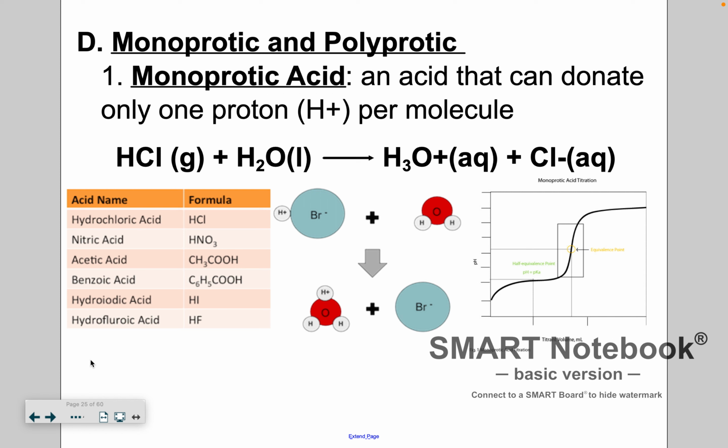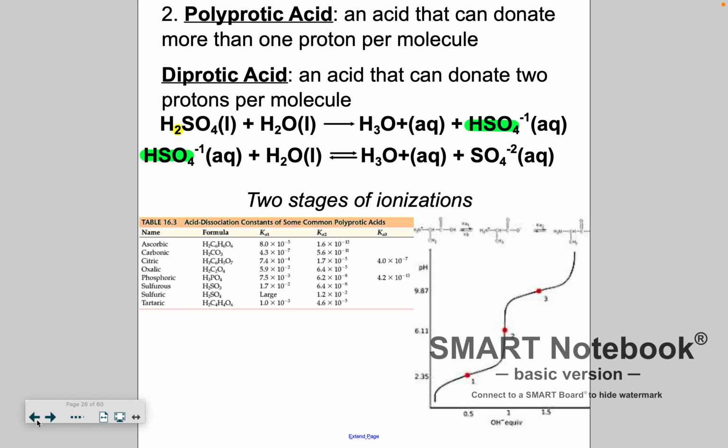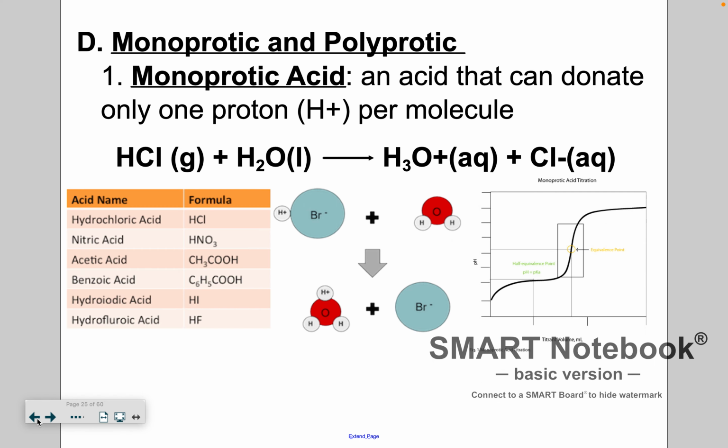All right, now some acids, the ones that donate the proton, can be classified as either monoprotic, diprotic, or triprotic. And that just means how many protons it can donate. So a monoprotic acid is an acid that can donate only one proton per molecule. And this would be your simple hydrochloric acid. That one H gets donated to water to turn it into hydronium, and then chlorine is just floating around.